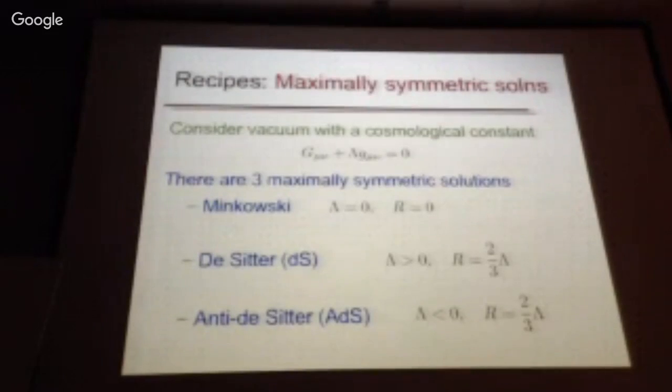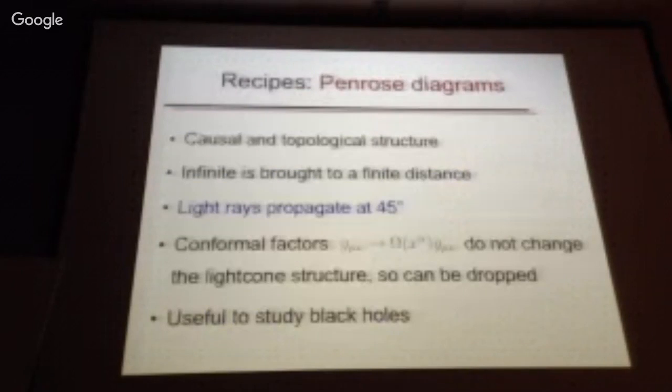Another solution is with a positive cosmological constant. Then that curves the space-time. So we have a Ricci scalar that fills that cosmological constant, and the solution is called de Sitter space-time. And if we take a negative cosmological constant, what we get is what is called anti-de Sitter. So we can picture these maximally symmetric space-times, solutions of Einstein equations, using what I call Penrose diagrams.